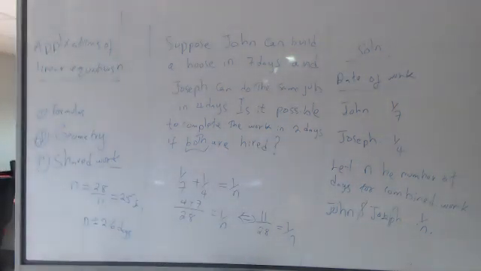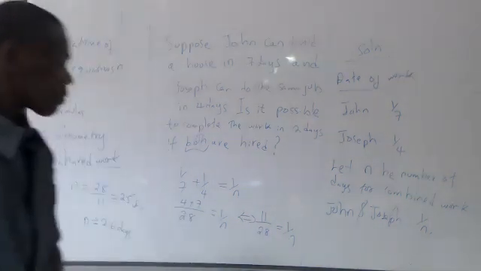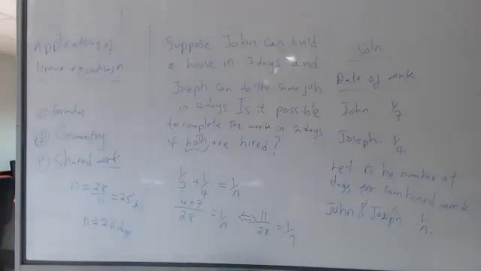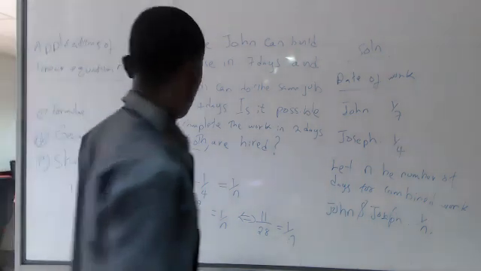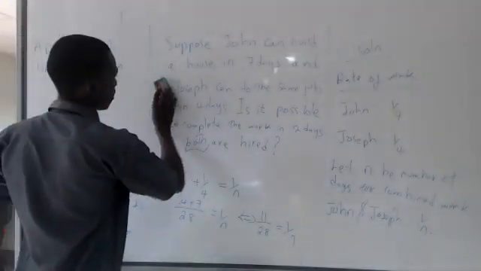I have a question. Go ahead. When we got 11/28, that was the combined work in 1 day, they can both do 11/28. Yes. And the question was, is it possible to complete the work in 2 days? So what if I said in 1 day, they can work 11/28? What about 2 days? So I'll get 11/14 and just say they cannot complete the work in 2 days instead of getting the value of n. Is it the same? Or will it be correct?